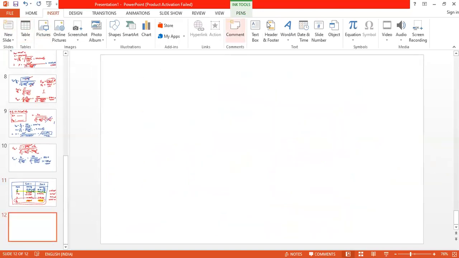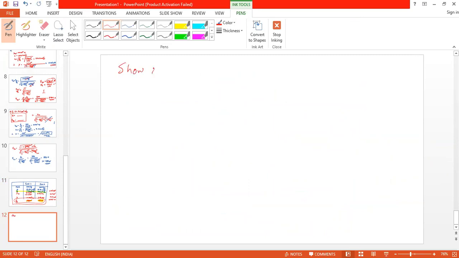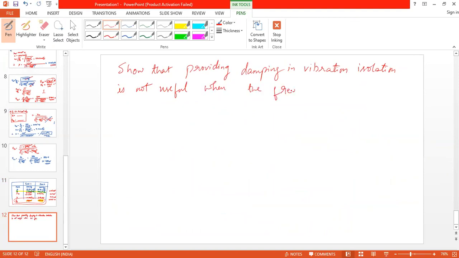See, we have one more question. Providing damping in vibration isolation is not useful when the frequency ratio is more than 1.414 or √2. Can you show this?